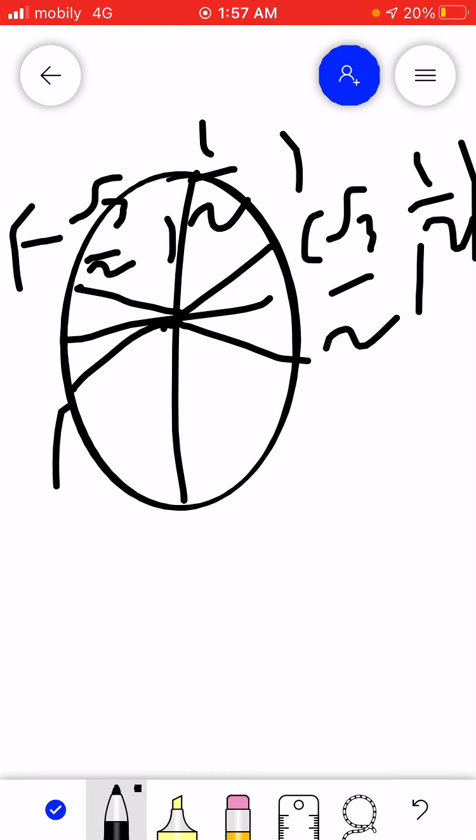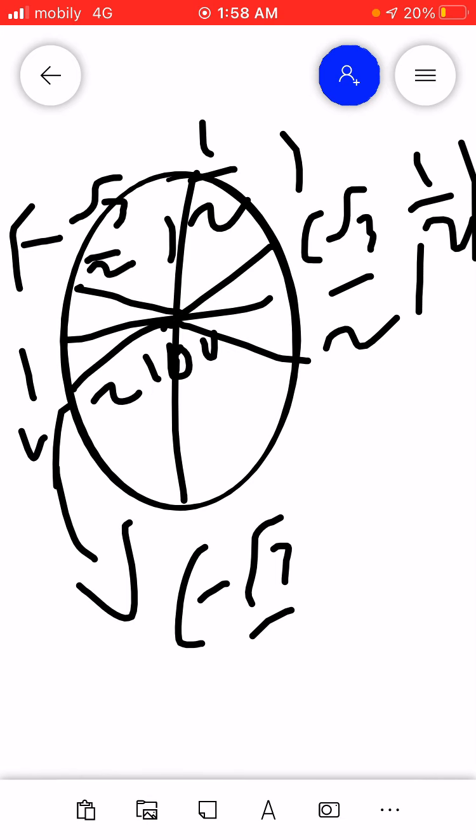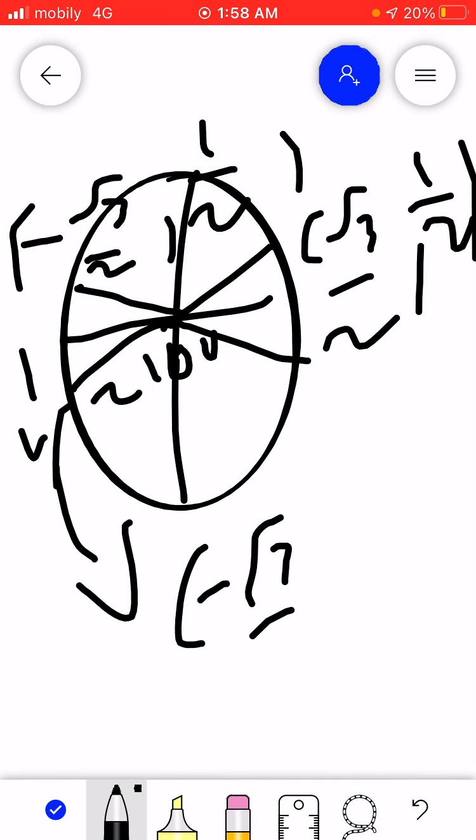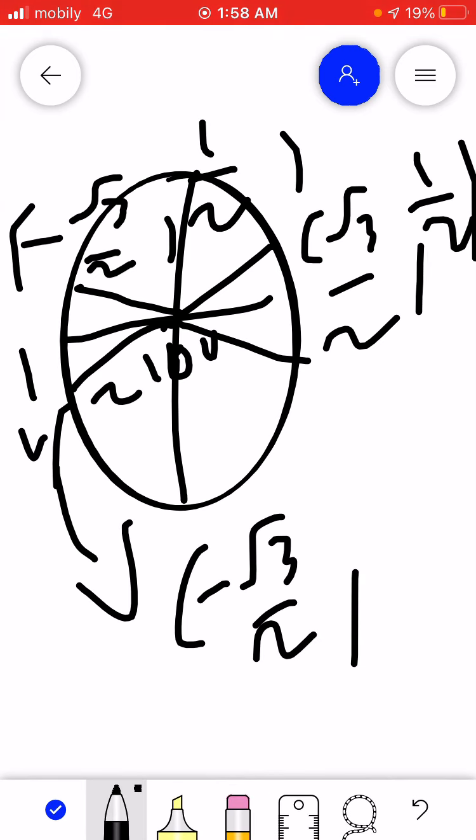So what's this one? This one is the 210 degrees. This one is equivalent to all negatives because the y-axis is going down and the x-axis is going to the left. So what does that mean? It's going to be negative root 3 over 2 and negative half.